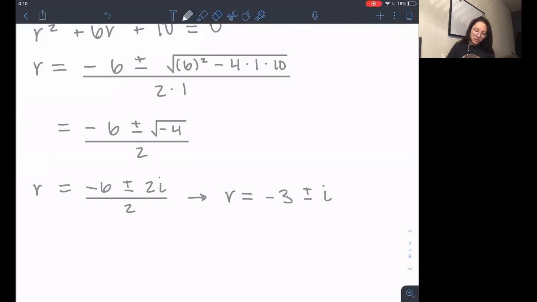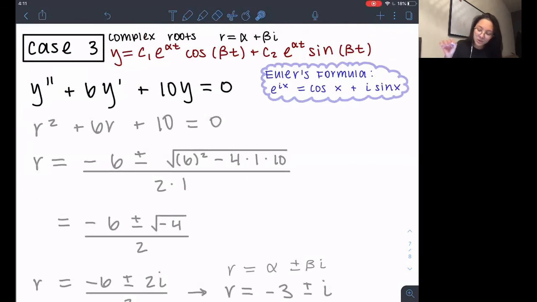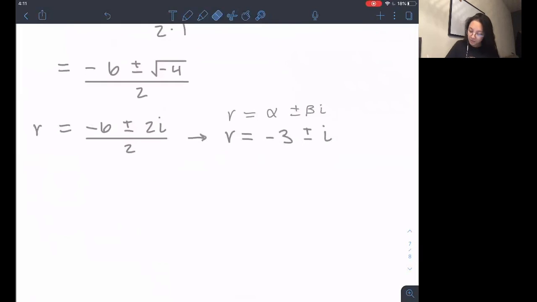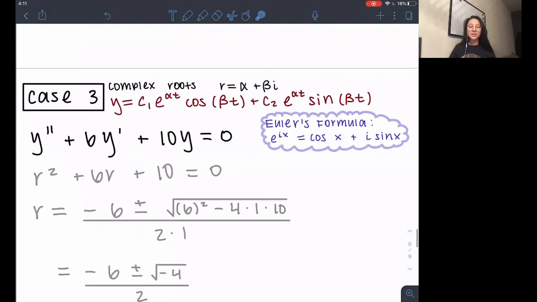And notice how this is the same format as our r equals alpha plus or minus beta i. Our beta in this case is just 1. So our alpha is -3. So now all we got to do is plug this into this equation. And that is going to be here. So notice here's our alpha, and then our beta, which is just 1, is here. So this is the general solution of a complex root.